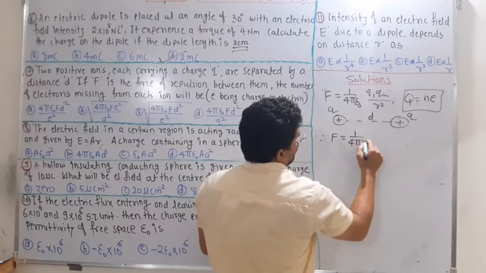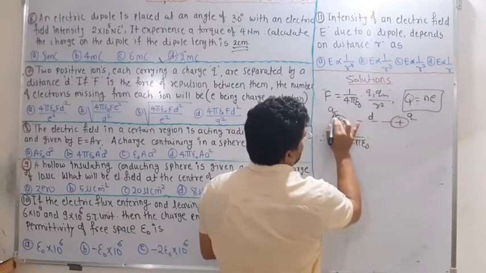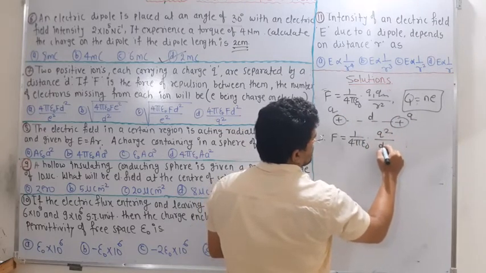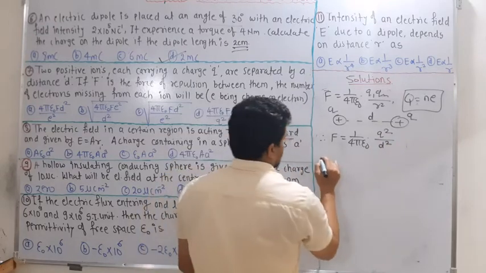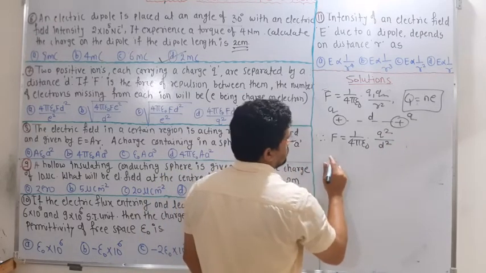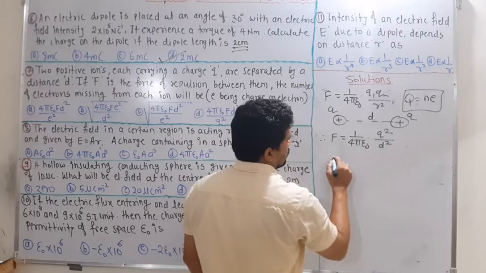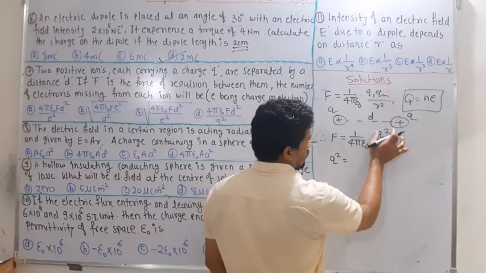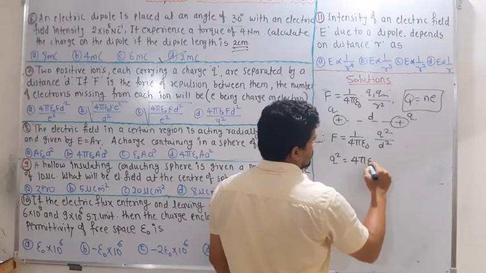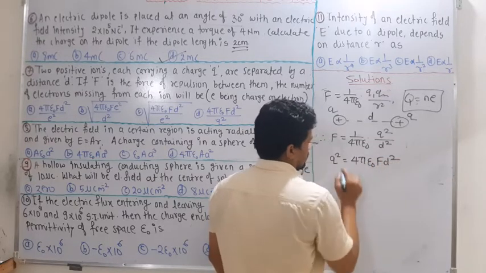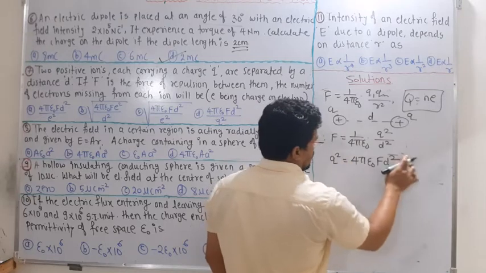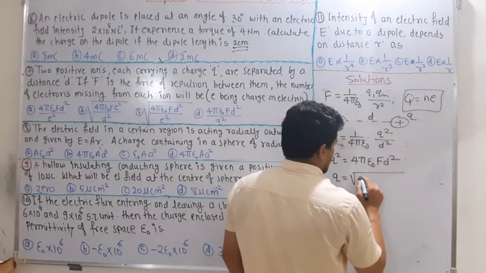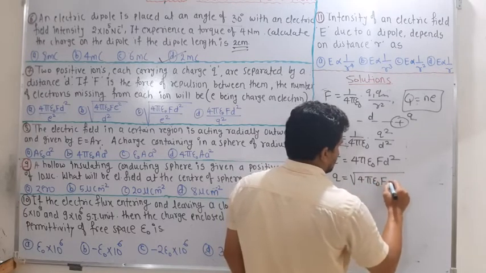So F is equal to 1 upon 4 pi epsilon naught q1 q2. So q1 is q, q2 is q, that means q square divided by r square, which is nothing but d square itself. Therefore q square is equal to 4 pi epsilon naught F d square. So q is equal to under root of 4 pi epsilon naught F d square.